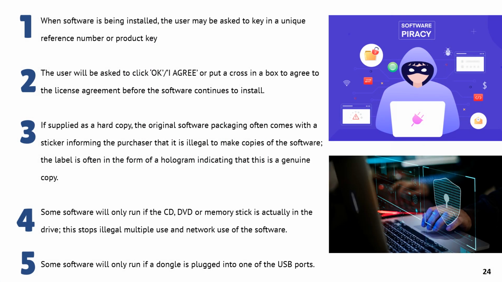When software is being installed, the user may be asked to key in a unique reference number or product key, which is so important. Product keys are strings of letters and numbers which were supplied with the original copy of the software. For Microsoft you have them; in my own case, the license has expired, so I will need to get a key for it to get a license.